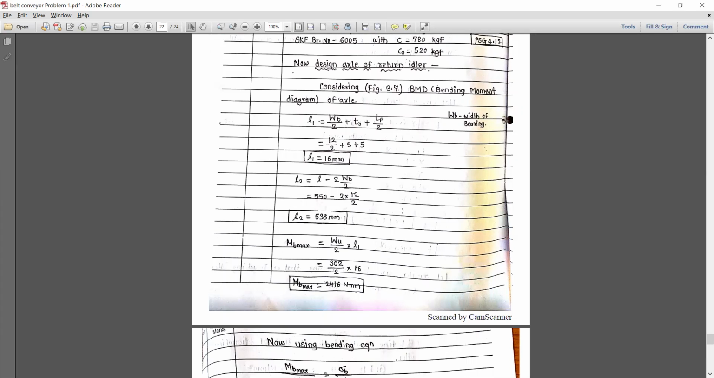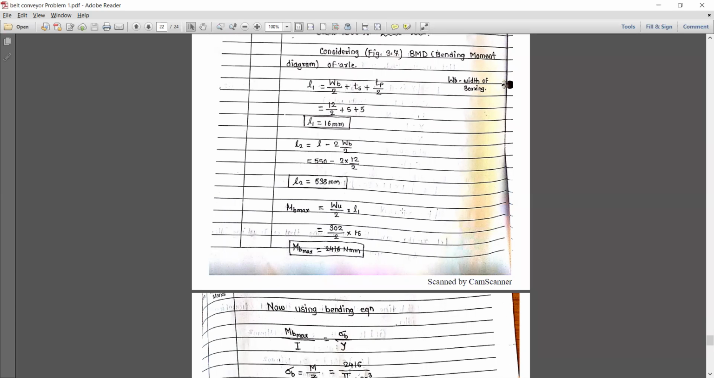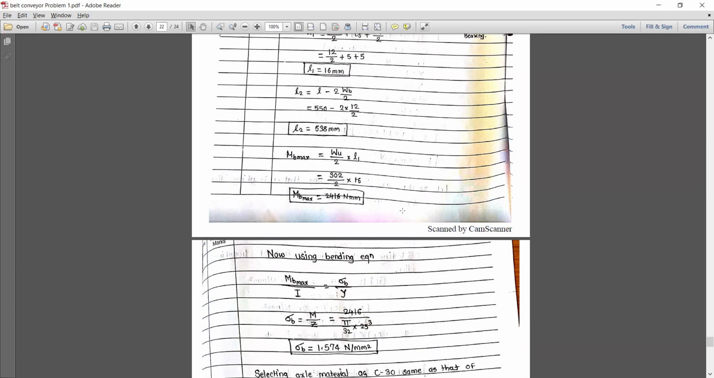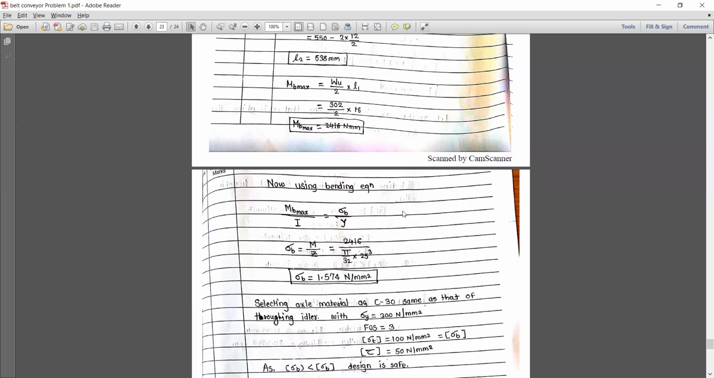Now the design of the axle for the return idler. Similarly, referring to figure number 3.c, the bending moment diagram of the axle. L1 is equal to WB divided by 2 plus TS plus TP by 2. WB is nothing but the bearing width. So 12 by 2 plus 5 plus 5, L1 is equal to 16. Similarly, the total length here is 550, so L2 is equal to 550 minus twice L1 plus WB divided by 2, which gives 538 mm.